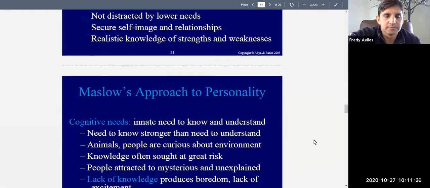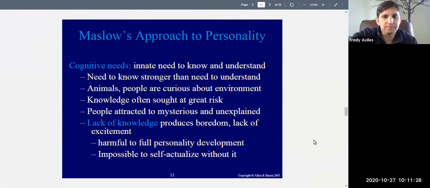Let's keep going. Those were the five needs, the hierarchy of needs according to Maslow. Let's talk about other things. Maslow also said that we have what he called cognitive needs. Cognitive needs, the need to know and understand. These needs are innate, according to Maslow, right?